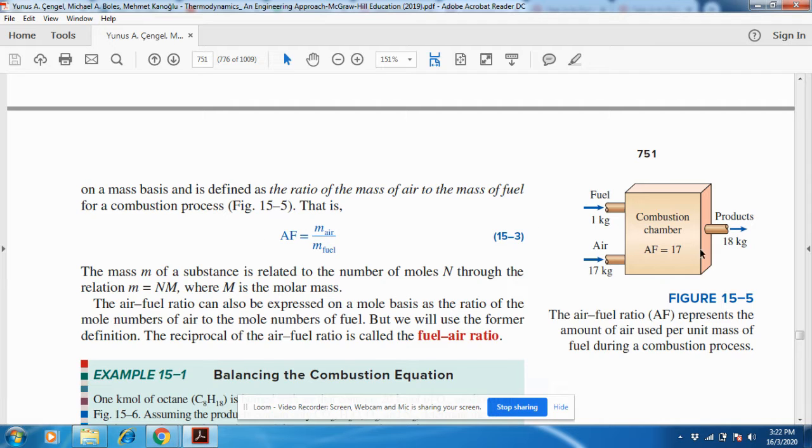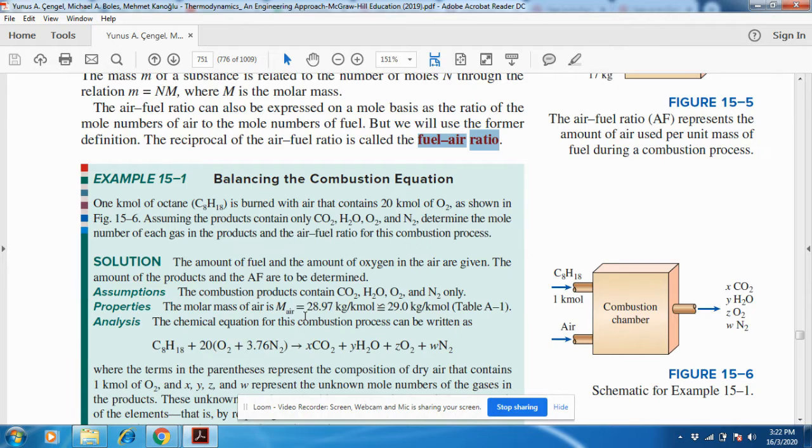So we are having this information written over here, and this example says air fuel ratio is 17. This means in order to burn 1 kilogram of fuel, 17 kilograms of air have been utilized. So air fuel ratio is 17. The inverse of air fuel ratio is called fuel air ratio.